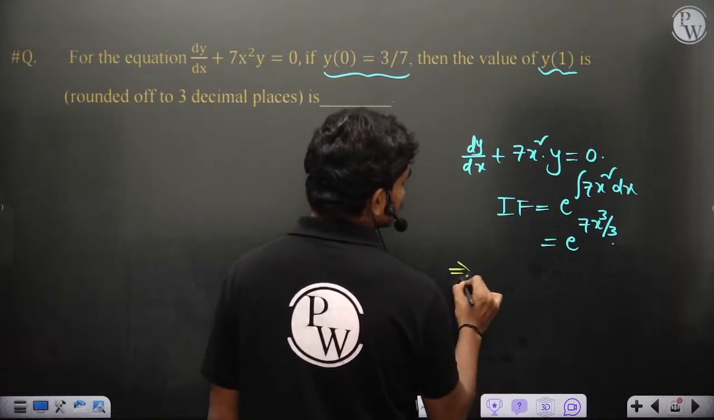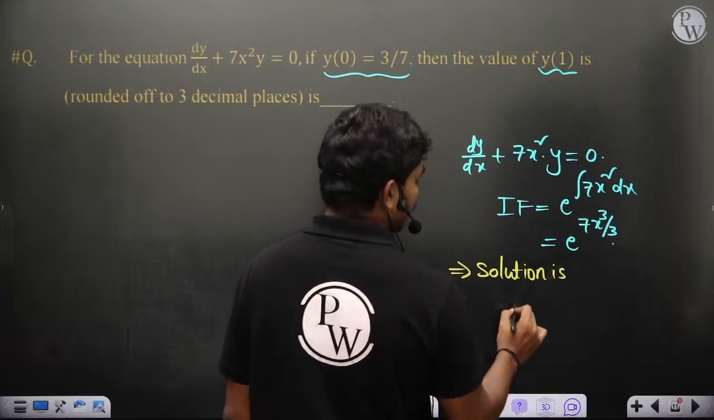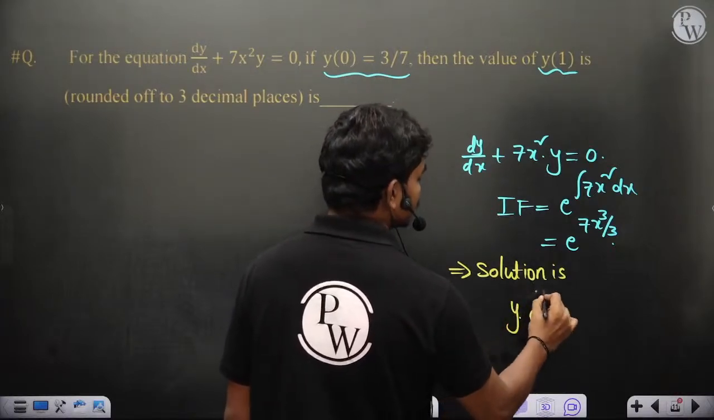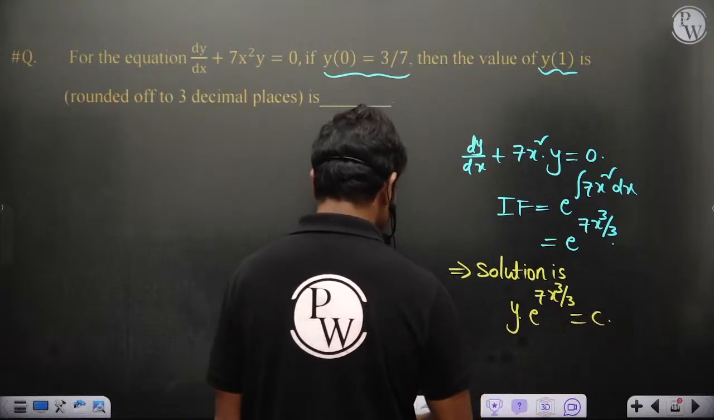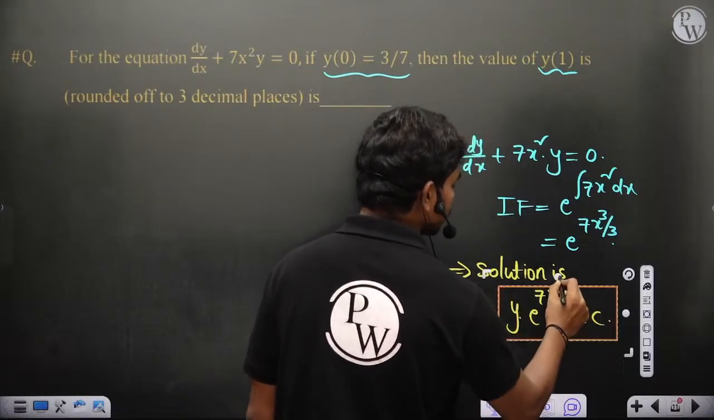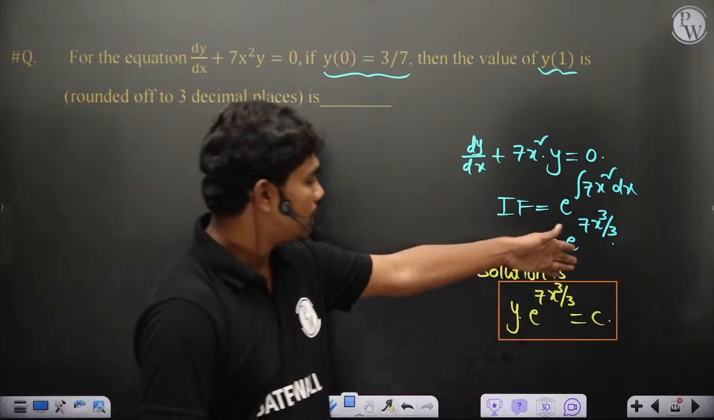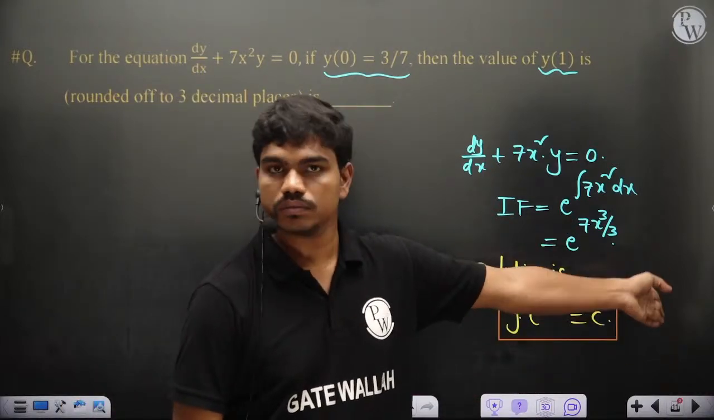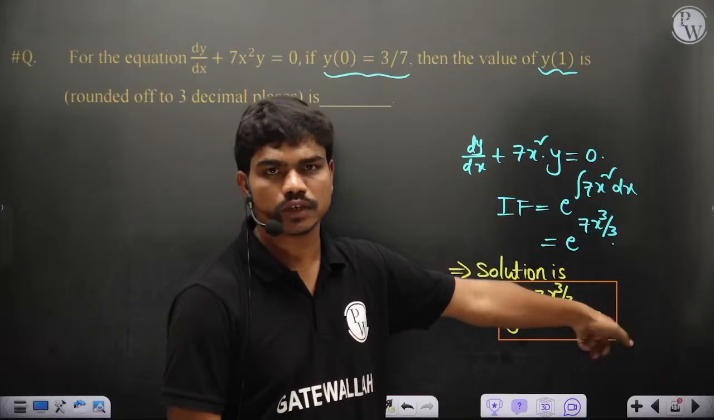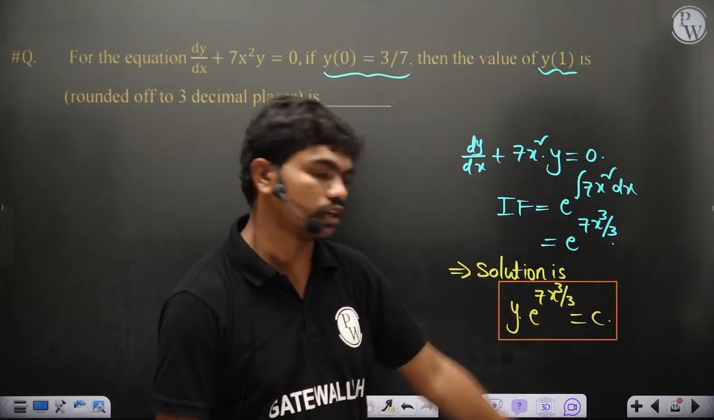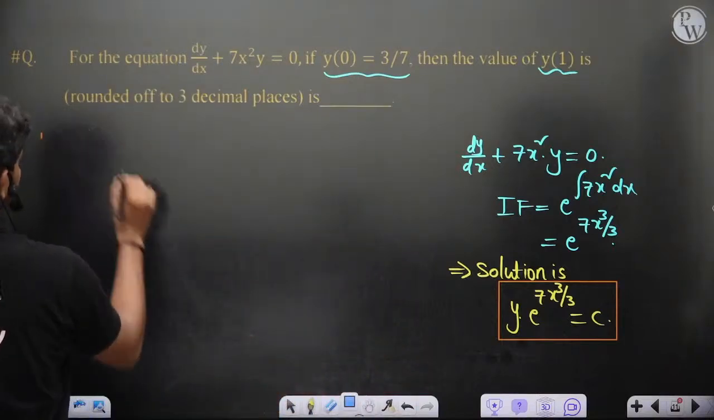So this is one way, of course, which you can solve. This implies the solution is y into integrating factor e power 7x cubed by 3 is equal to constant. So this is the solution if you calculate it in this way. Of course, the right hand side is 0, so the q function is 0. Integration of 0 into something is 0 plus constant, so you have a constant. That's the solution.